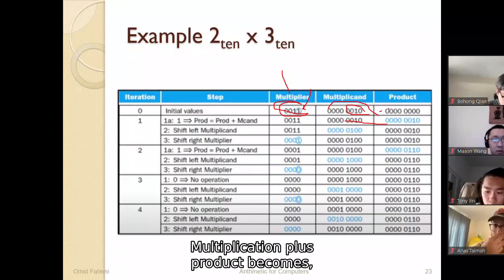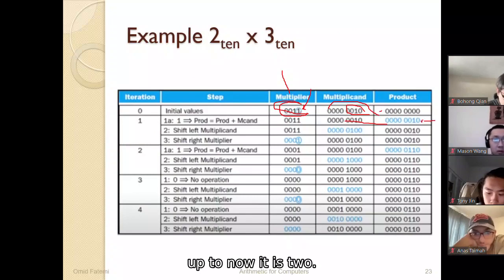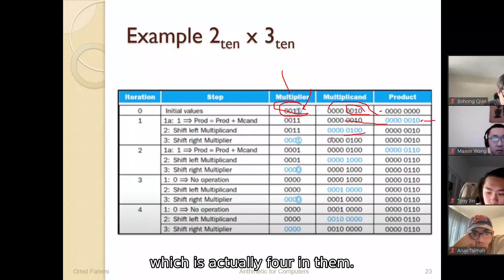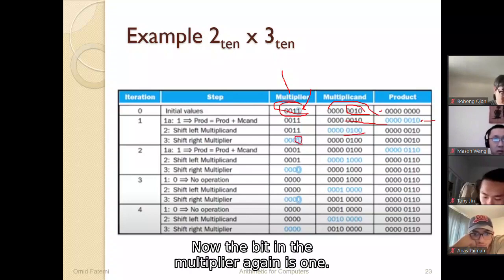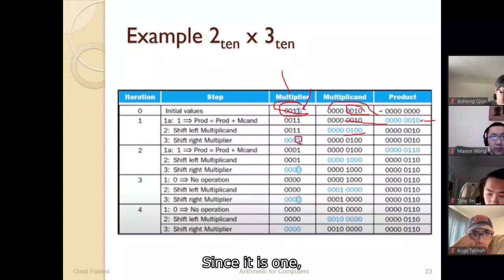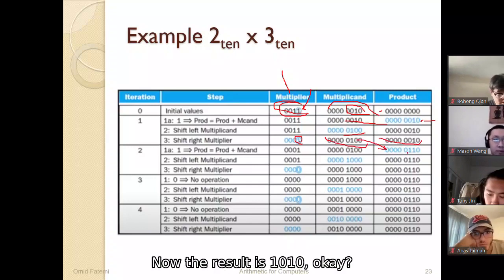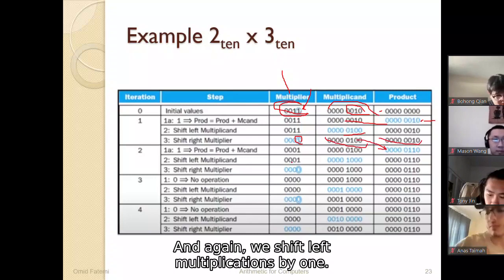So multiplicand plus product becomes this. Up to now, it is 2. Then we shift left the multiplicand. So the multiplicand becomes 1, 0, 0, which is actually 4 in decimal. And we shift right the multiplier. Now the bit in the multiplier again is 1. Since it is 1, we add the multiplicand to the product, and we put the result here. So now the result is 110.